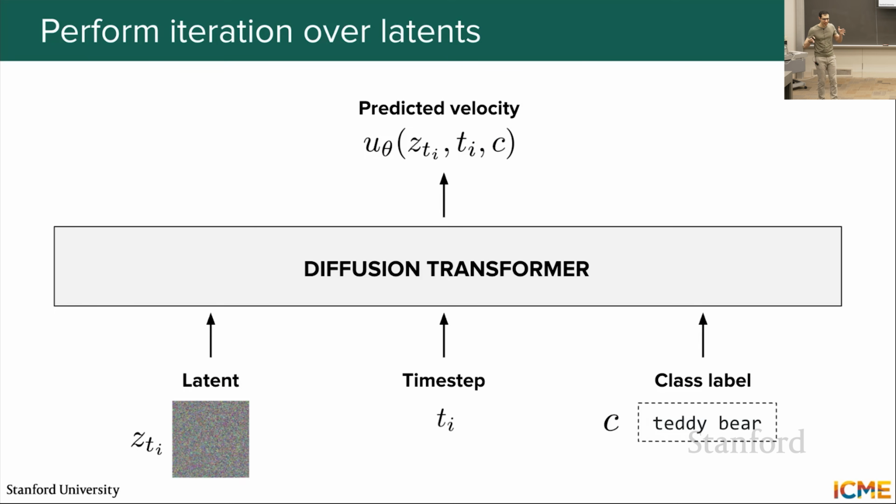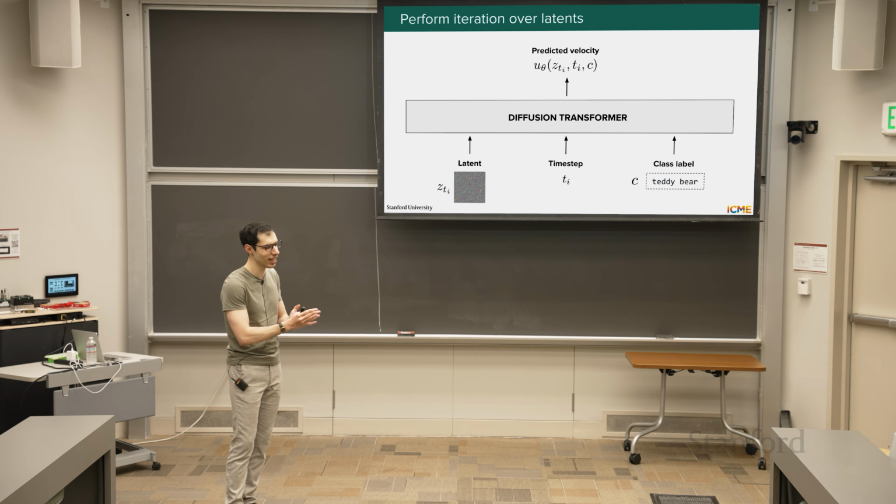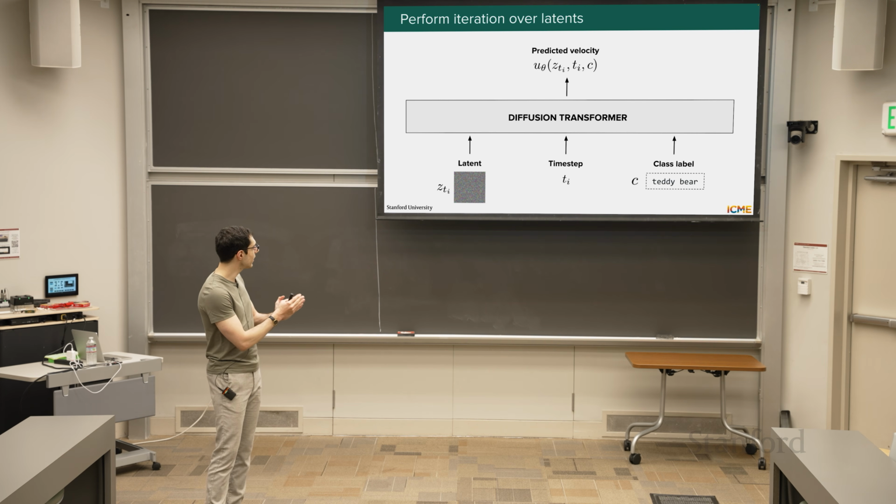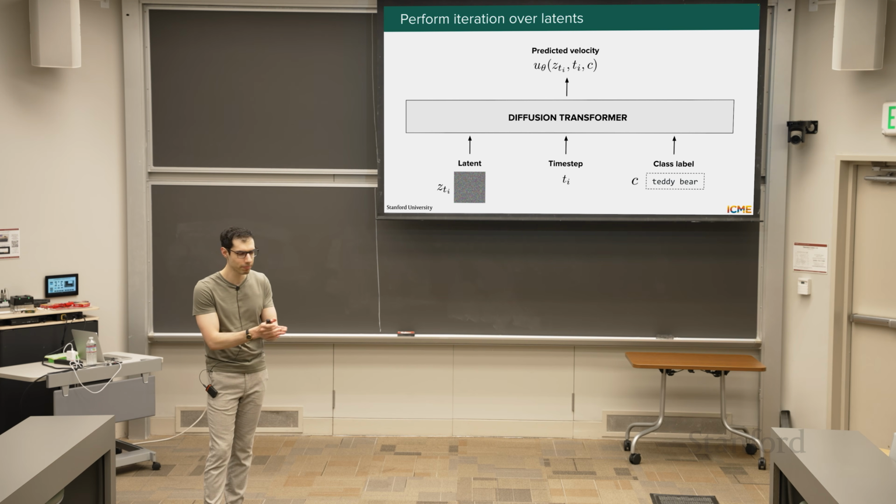OK, you're at timestep ti. So you input your latent zti along with the timestep ti and the class label C that is not changing. So your input text. So you put that in the diffusion transformer. Again, you get a predicted velocity for that latent zti, for that timestep ti, and for the class label C.